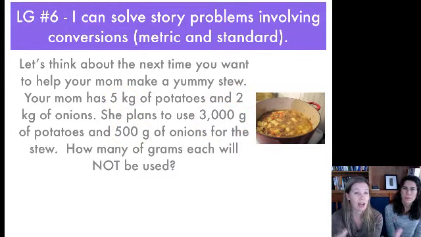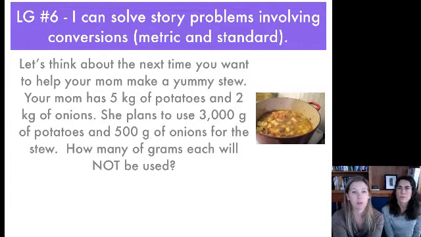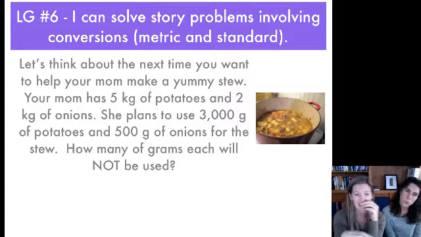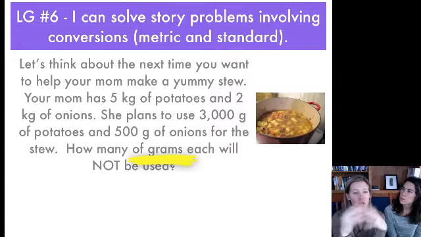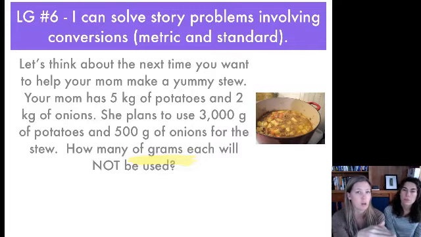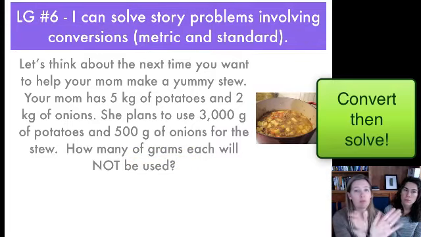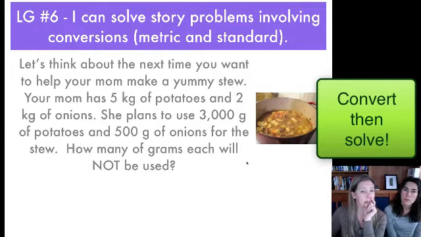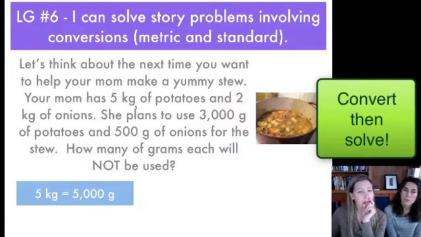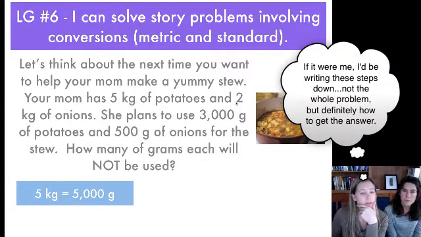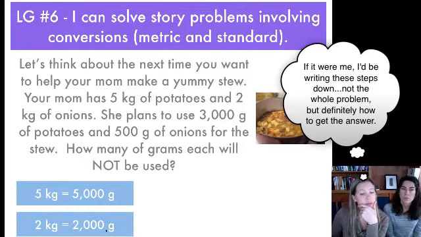First of all, you know she has 5 kilograms and 2 kilograms. But the actual question is how many grams are there? So the first thing, a red flag going off in your head, is I need to convert the kilograms into grams first. So if I think about my potatoes, I have 5 kilograms of potatoes, and if I think of me as stepping down 3 steps, I move my decimal 3 places, so that becomes 5,000 grams. And I do the same for my onions, and I have 2 kilograms of onions, and that becomes 2,000 grams.